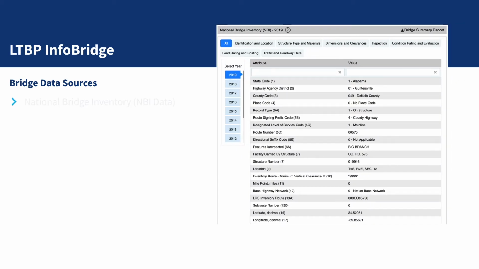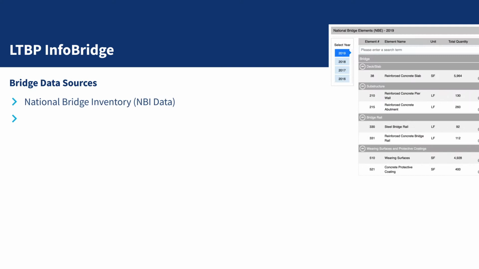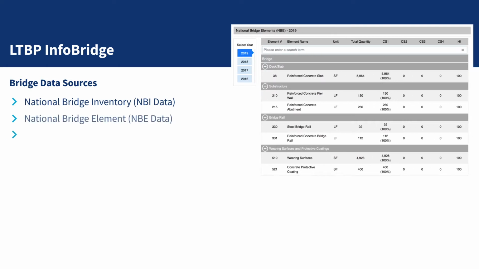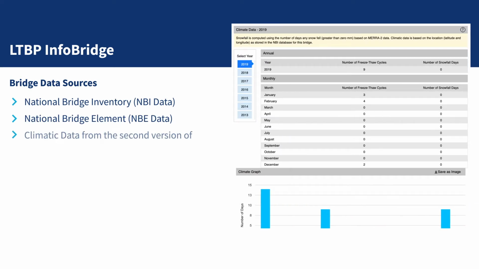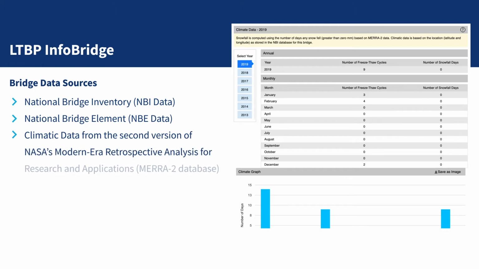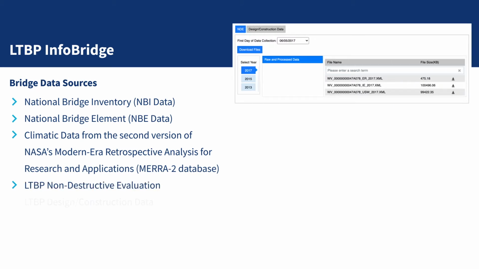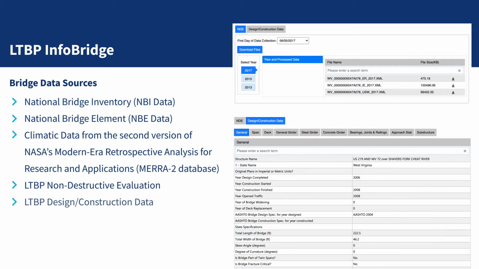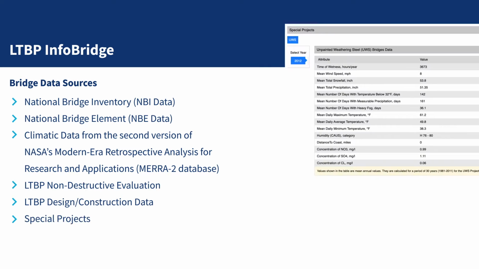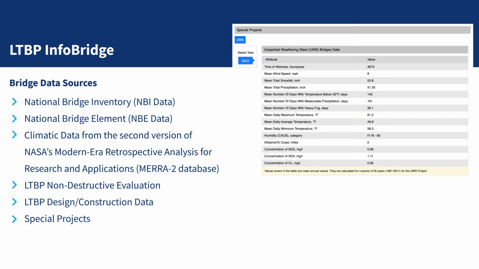The primary data sources include the National Bridge Inventory, NBI, and the National Bridge Element, NBE data, the climatic data from the second version of NASA's Modern-Era Retrospective Analysis for Research and Applications, MERRA-2 database, the LTBP Non-Destructive Evaluation, and Design Construction data. InfoBridge also contains data collected under FHWA special projects, such as the timber bridges, the ultra-high-performance concrete, and the unpainted weathering steel projects, among others.